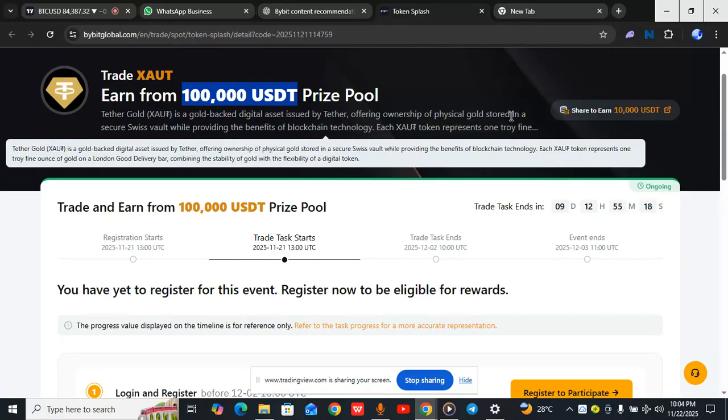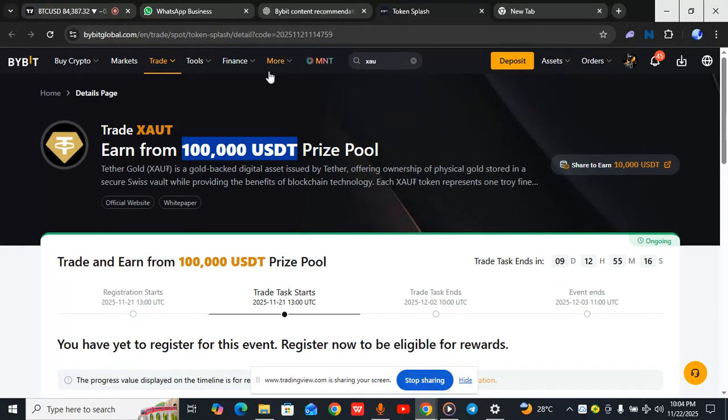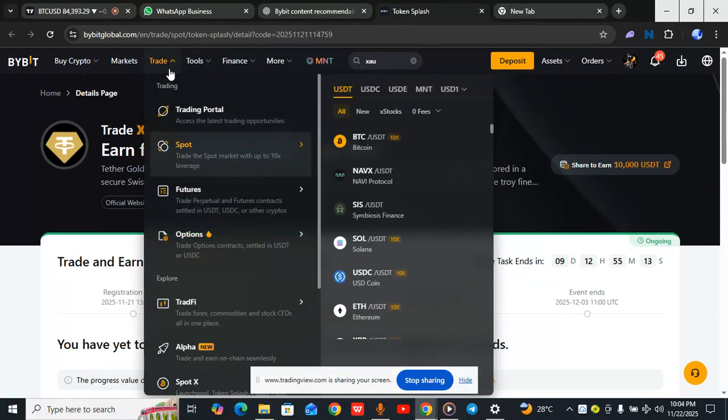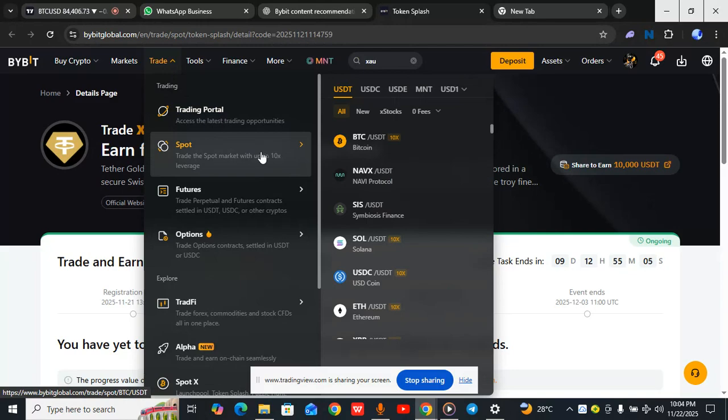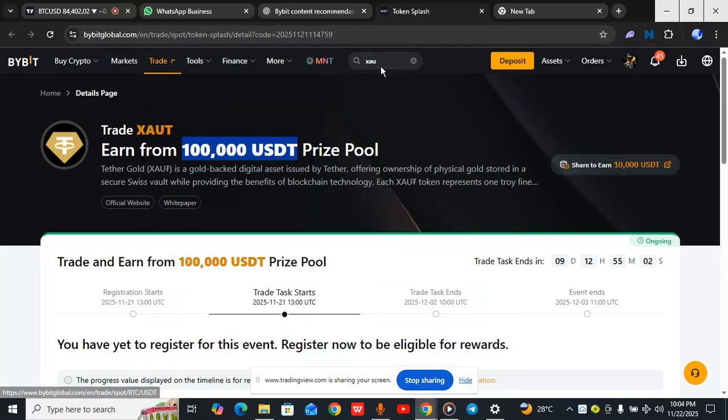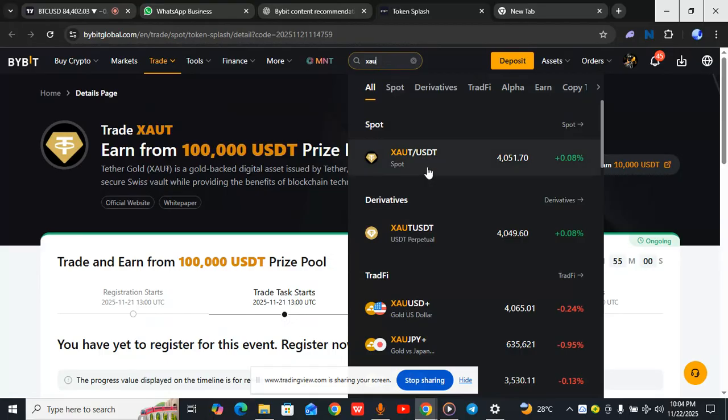So the very first thing you want to do after you've signed up is go to your trade. If you are on the Bybit app, it is still the same thing. You go to the trade icon or the trade button, then navigate all the way to spot. Once you go to spot, search for XAU. There are three versions of gold on Bybit. There's spot, then there's derivative, which is normal futures, just like you have BTC USD in futures. Then we have the CFD, which is under the Tradify platform, still on Bybit. But the one you're going to be trading is spot.